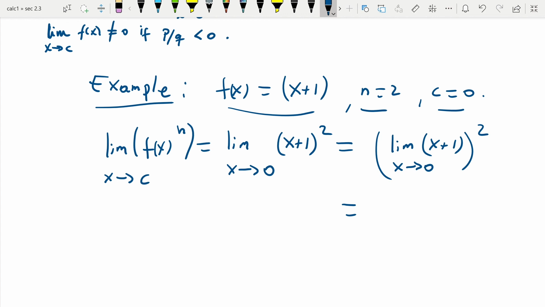And so in fact, x plus 1 is getting closer and closer to 1 as x approaches 0, so we just get 1 inside the parentheses. That's the limit of x plus 1, and we raise that to the power 2. We square that, and we just get 1. That's our limit in the end.